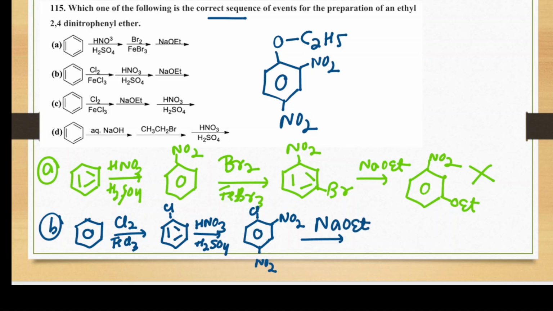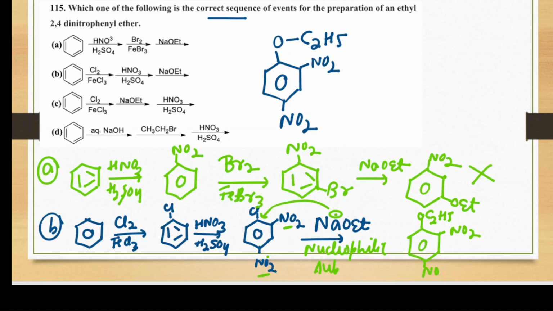So now again the NaOEt is the nucleophile. At the ortho and at the para position, you can see we are having the electron withdrawing group. So addition then elimination reaction will be taking place. So again the nucleophilic substitution will be taking place, and you will be getting this particular species here, the OC2H5 will be present, and at these positions your NO2 groups will be present.